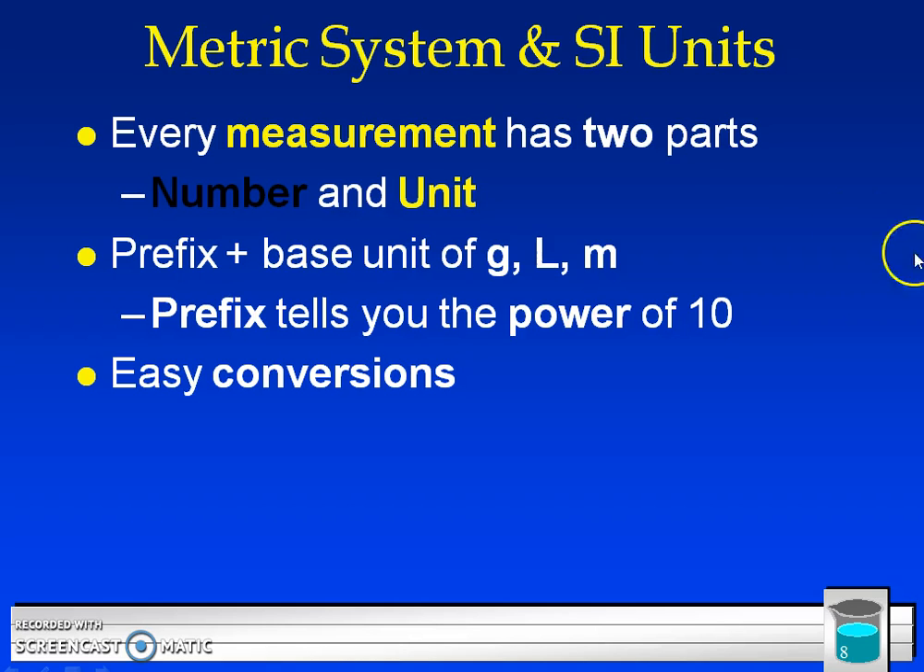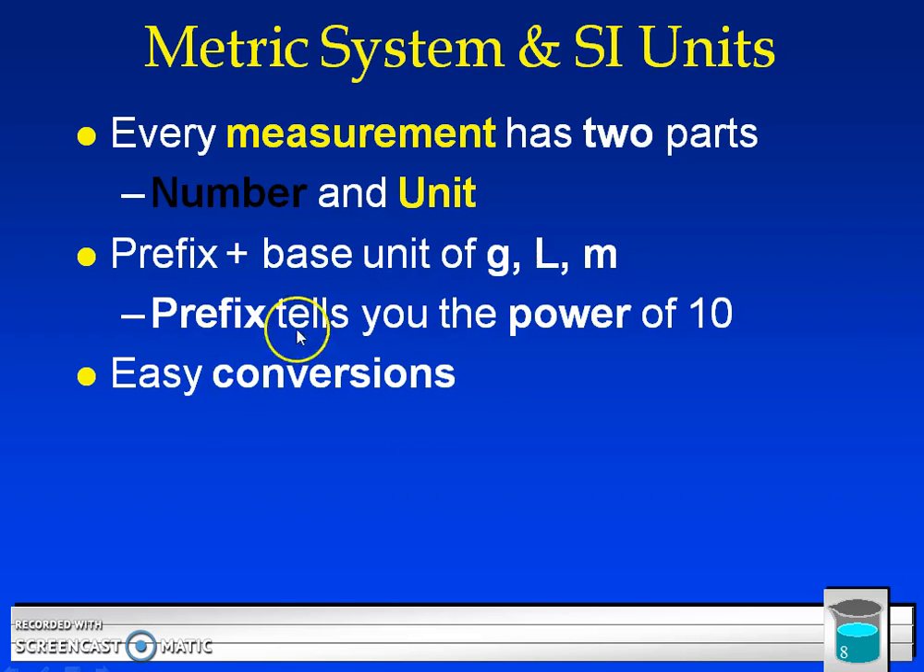So the metric system is a way of understanding how to convert between units. The major thing I want you to realize is that a measurement is a number and a unit. In science class, you have always been taught 2 plus 2 equals 4, but remember that in chemistry, it's going to be 2 centimeters plus 2 centimeters equals 4 centimeters. So there's always a unit attached to it.